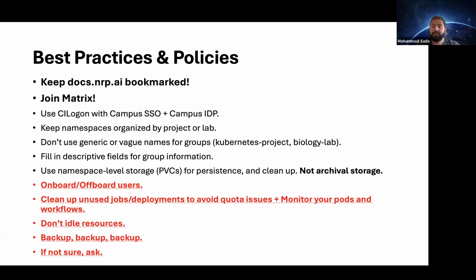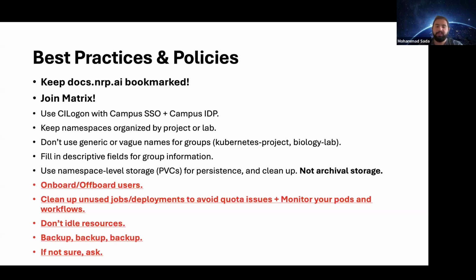The other thing is join Matrix, because Matrix is where we provide almost real-time support. So whenever we're on Matrix, we are going to answer your questions. So join Matrix. We're always more than happy to answer your questions. And please always use CI logon with your campus single sign-on and your campus identity provider. In the CI logon drop-down menu, if your campus is on there, please use your campus. If it's not on there, then please use Google or Microsoft or ORCID, GitHub, but please use them with your institutional email, not any Gmail account or Outlook account or so on.